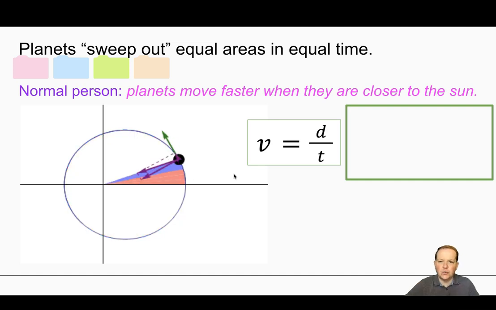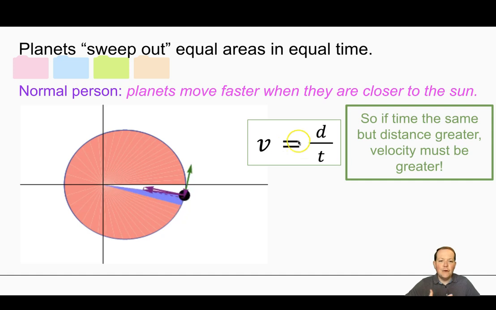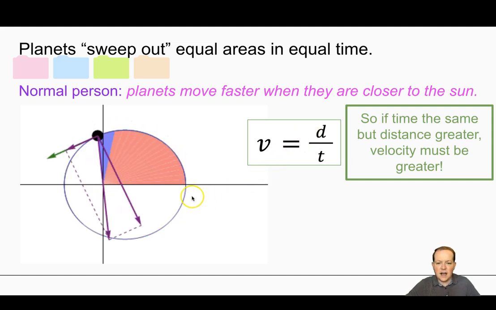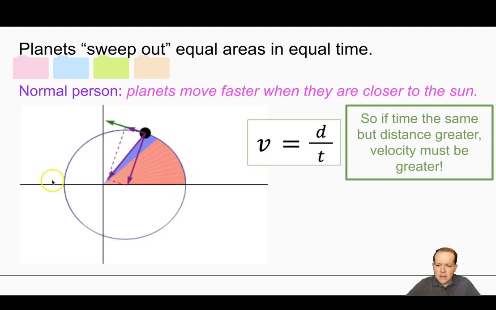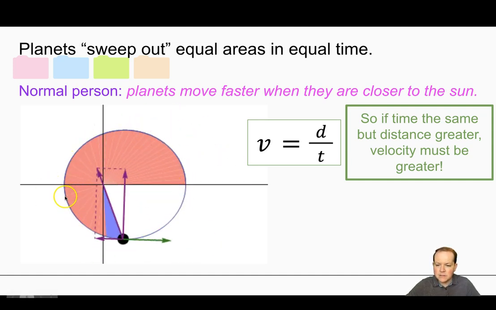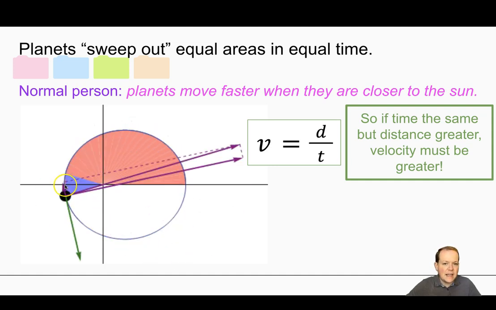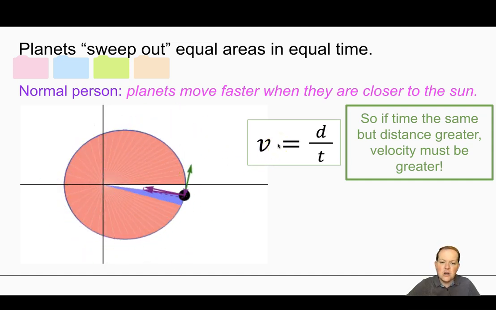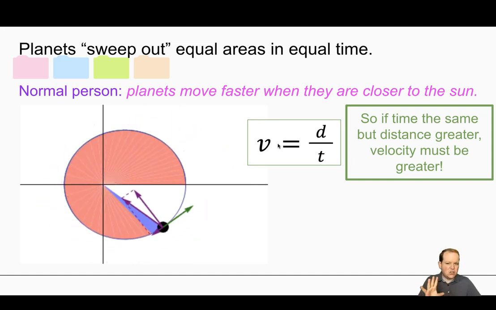It really boils down to that equation we learned for velocity. We know velocity is based on distance and time. If it's the same time to move this little amount compared to this bigger amount, if I'm moving a bigger distance here in the same amount of time, I have to be going faster. That's what this is based on. I know that's maybe not the most intuitive thing.